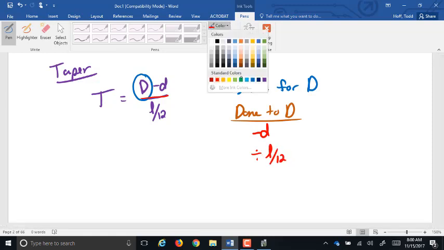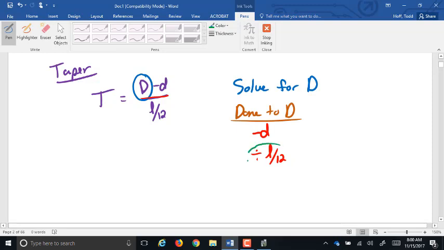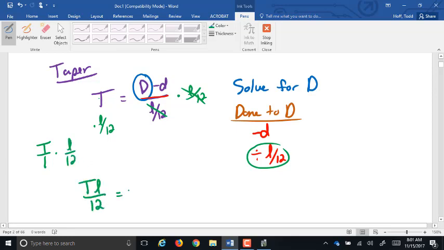So to solve this, we have to reverse that process. What's the opposite of dividing by L over 12? Multiplying by L over 12. That's going to cancel that out, right? So I'm going to multiply over here by L over 12. Well, T times L over 12, you think of it as T over 1 times L over 12, that's going to be TL over 12. Does that make sense?